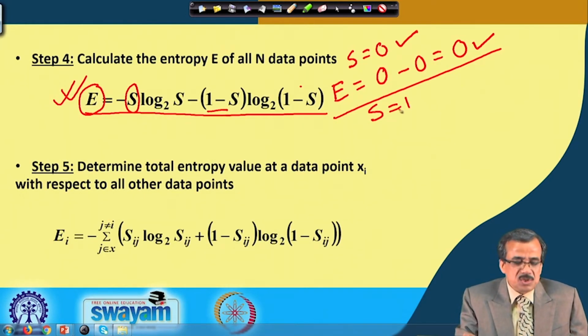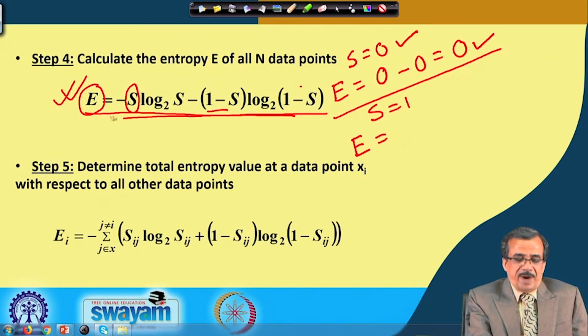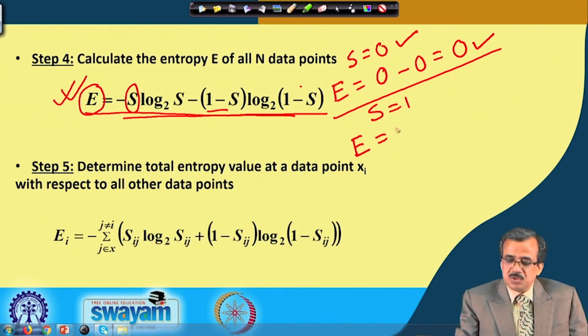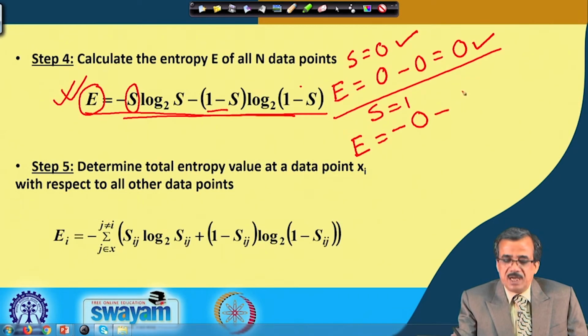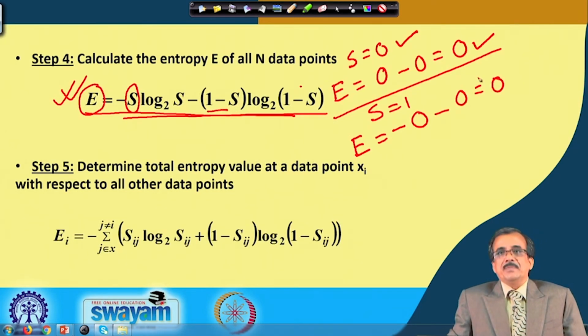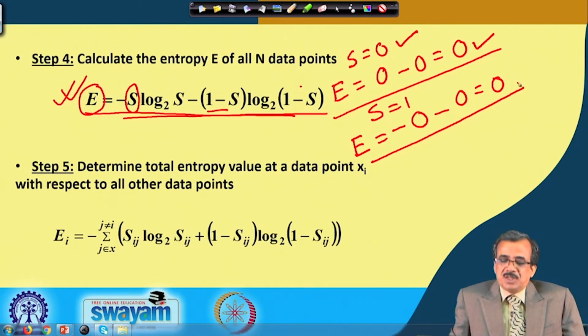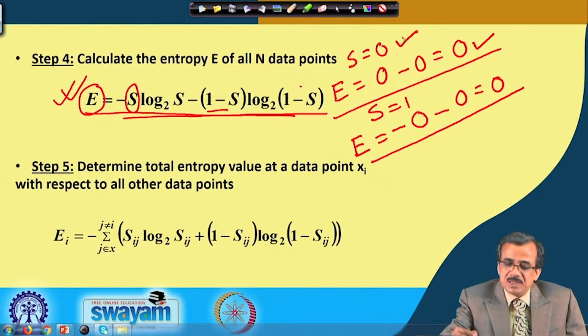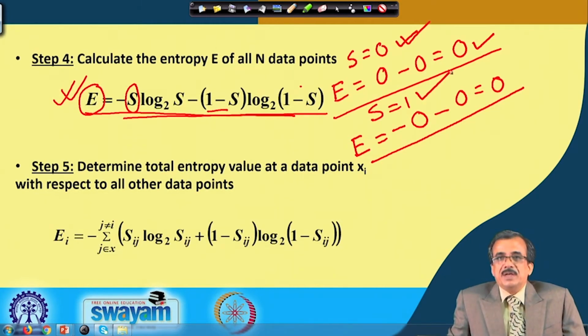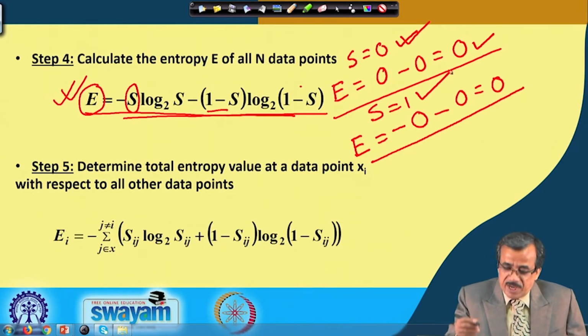Now, if I put S equals 1 in this particular expression, I will be getting entropy as minus 1 log base 2 1, that is equal to 0. Then comes 1 minus S, which is 1 minus 1, so this will become 0. So, once again I will be getting 0. So, for S equals 1, that means when the similarity between the two data points is equal to 1, that means the Euclidean distance is equal to 0, then also the entropy becomes equal to 0. So, for the two extreme conditions, when the similarity equals 0 and the similarity equals 1, the entropy becomes equal to 0.